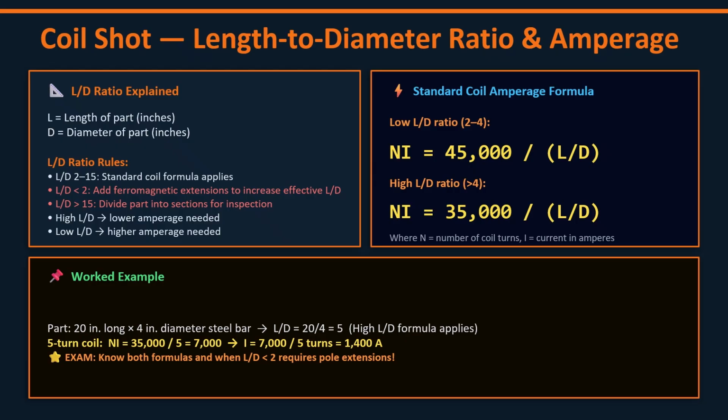Consider the worked example. A steel bar is 20 inches long and 4 inches in diameter, giving an L/D ratio of 5. Because 5 is above 4, use the 35,000 relationship.